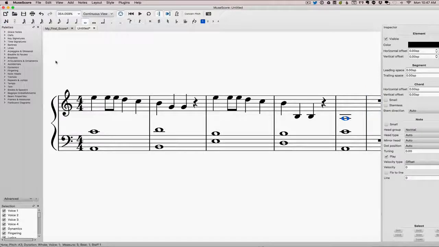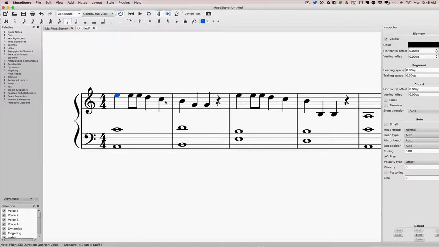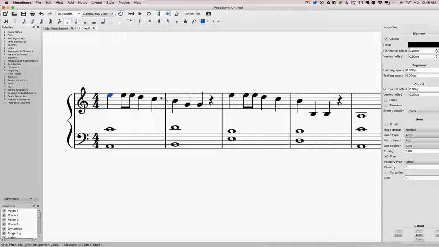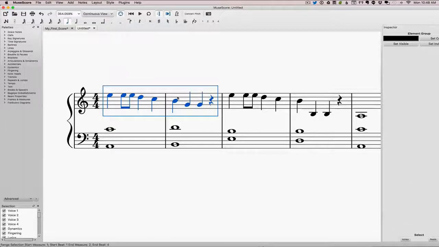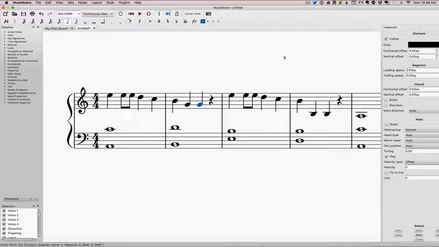Okay, let's hear what we got. Okay, so you can kind of hear how it's sort of like a question and answer. Here's the question, and here's the answer. So the only thing that's different is these last two notes. But this gives us that repeating stuff that we like.